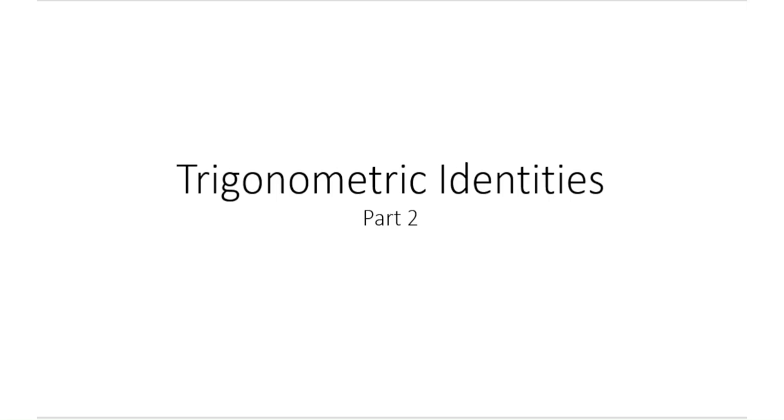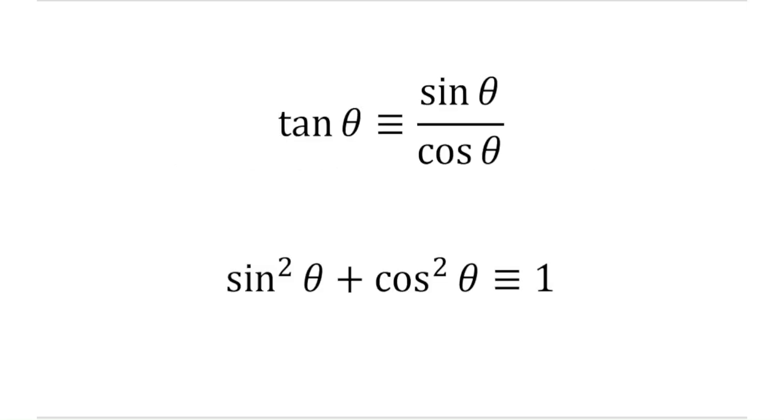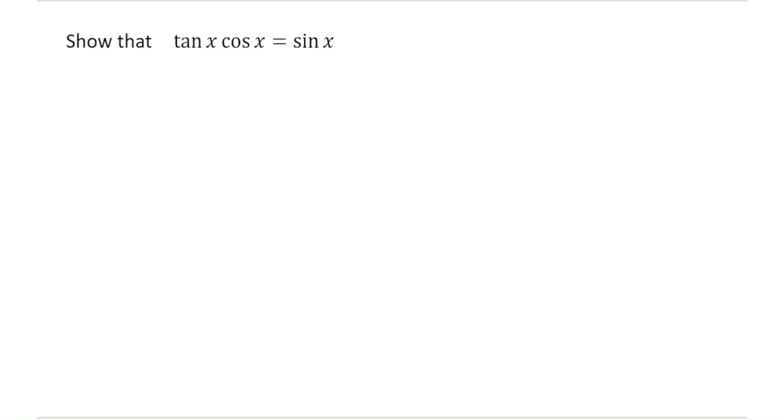Okay guys, we're going to continue our study of trigonometric identities, and this time we're going to be looking at how to prove certain identities based on these two statements that we looked at in the last video. That is that tan theta is always equal to sine theta over cos theta, and sine squared theta plus cos squared theta is equal to 1. So let's think about how we can use this to prove a statement like this.